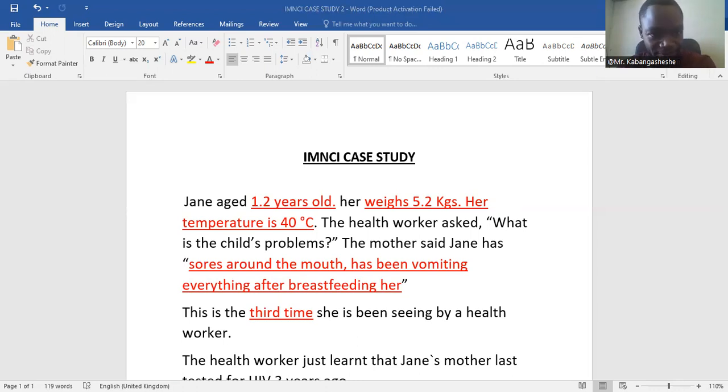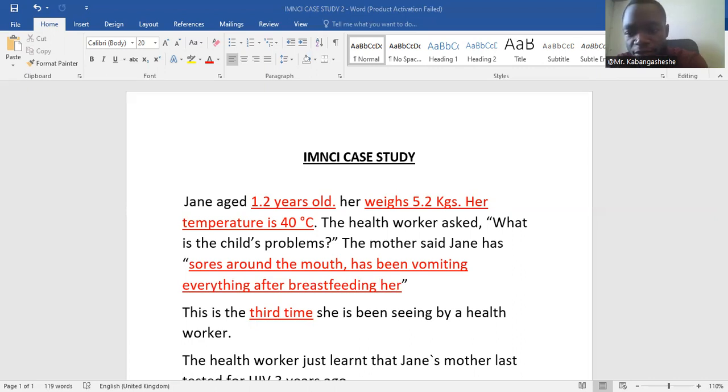Under fever, it can be fever by history. It can be fever by feel, like you feel the baby feels hot, or fever by temperature or thermometer reading. So that one, we're getting fever by thermometer reading. It's already 40 degrees Celsius. And remember that before you even continue assessment, if the child has fever that is 38 degrees and above, immediately you must give an antipyretic. You give a start dose of Panadol. Okay, that is very critical.